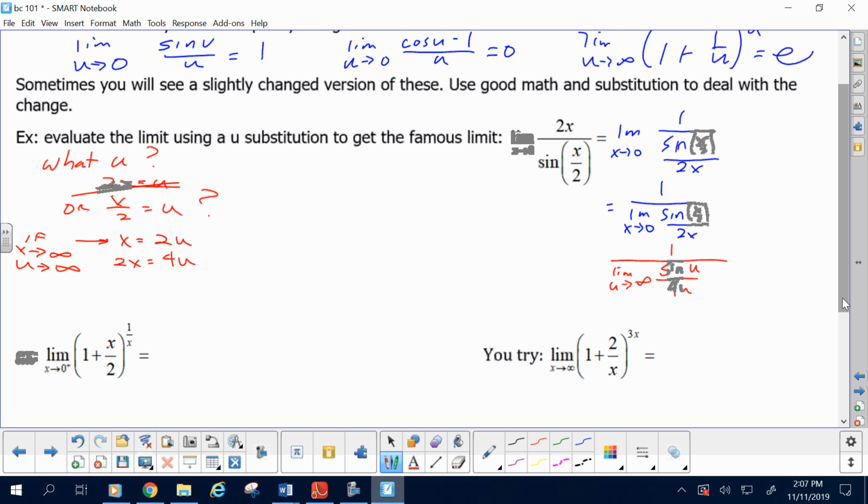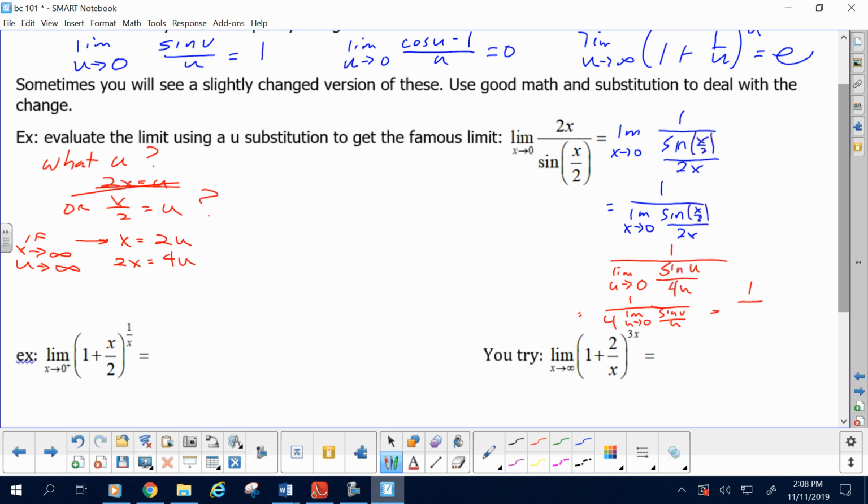Do limit rules allow you to move the 4 out front like you would in an integral or a derivative? They, oh, sorry. It is 0. Sorry, my fault. Okay. Limit rules absolutely allow you to move the 4 out front. I just really want to focus on what the function part of it is. So I could move the 4 out front and say, what's the limit as u goes to 0 of sine of u over u? Now we're ready for that famous limit.